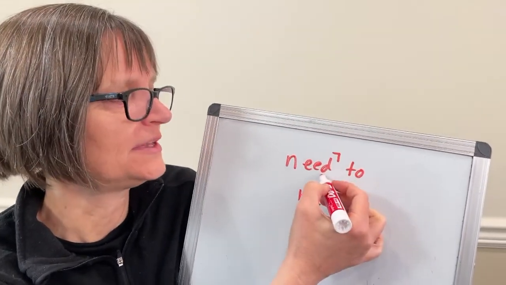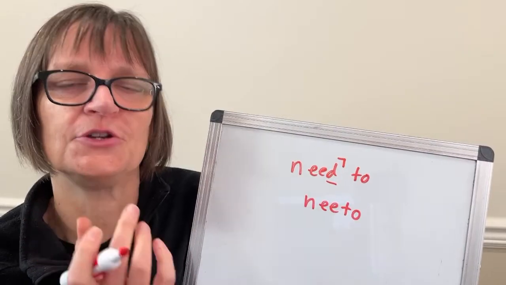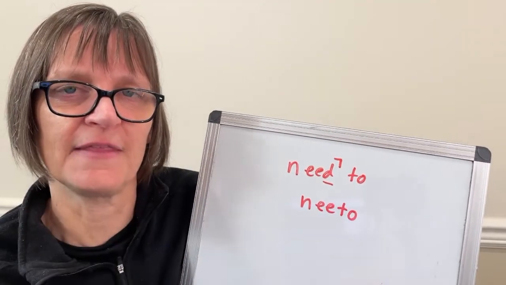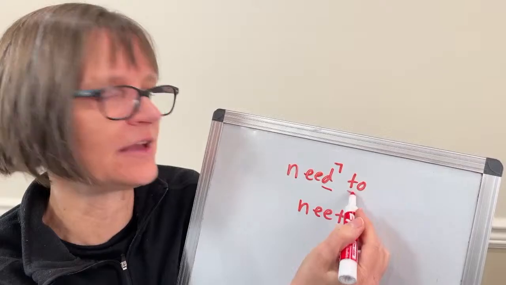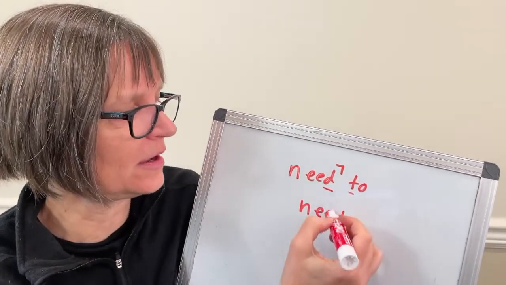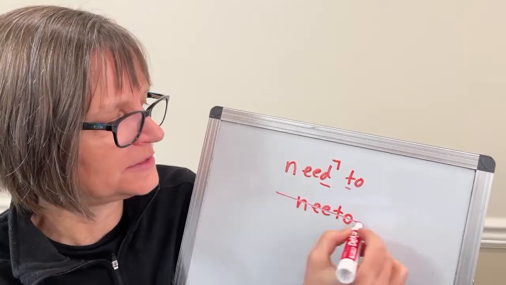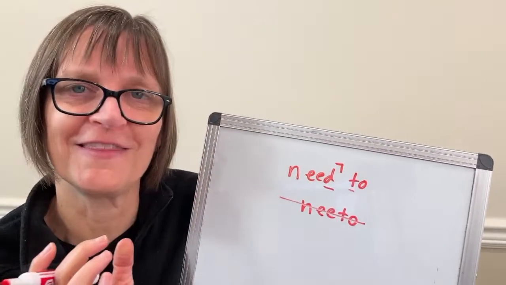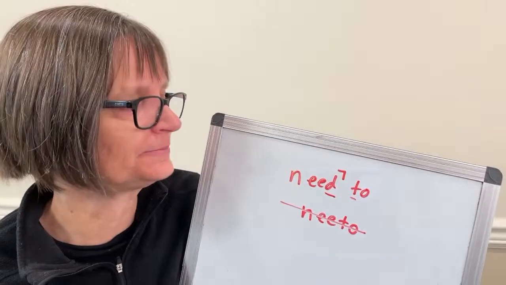What I need to do is stop here, need to. So it's an unreleased D, and then I release it onto the T sound. I need to go. So there should be a little bit of a break. Not this. There should be a little bit of a break, marking that D and then releasing into the T.